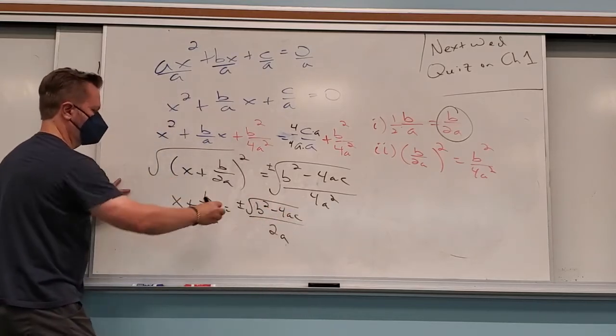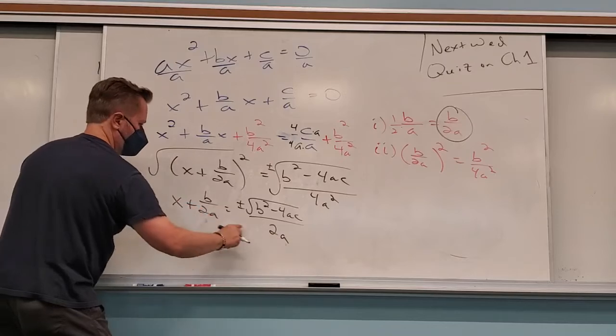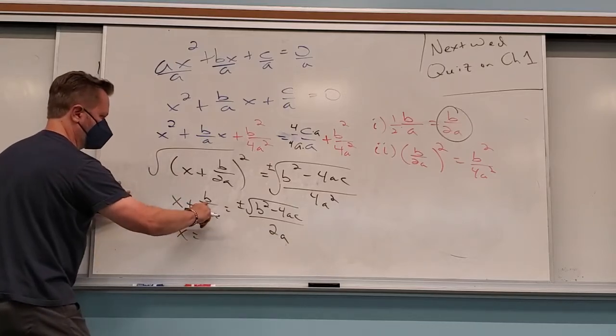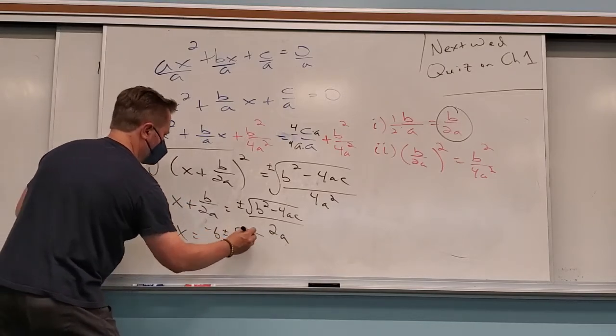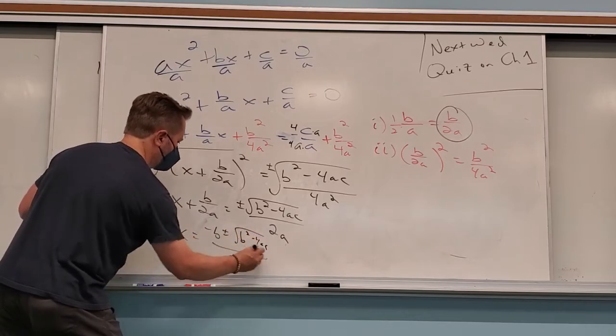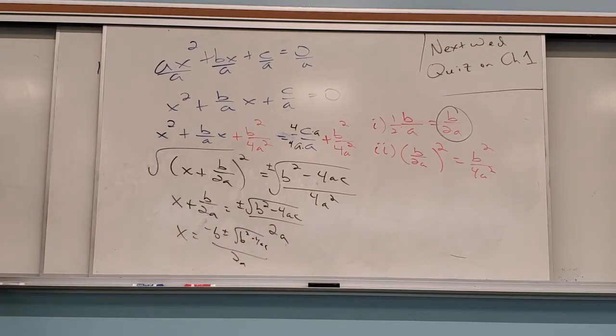And then I just subtract this over. And don't they have an LCD? So I can just subtract this over, so minus b plus or minus the square root of b squared minus 4ac, over 2a. Okay, there's where it comes from. Right?